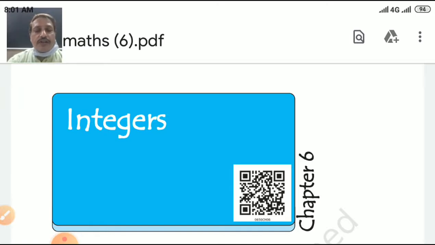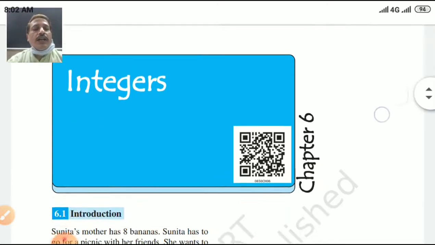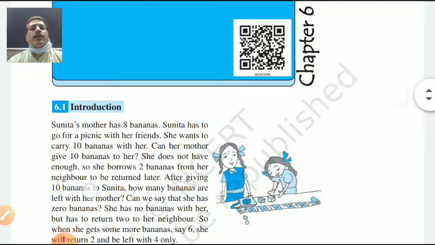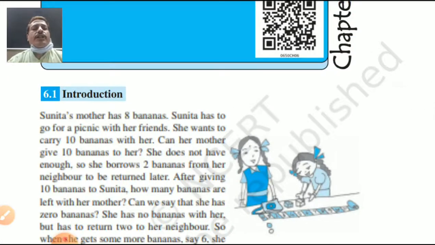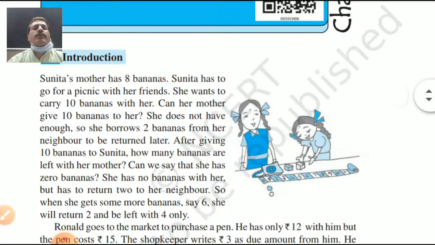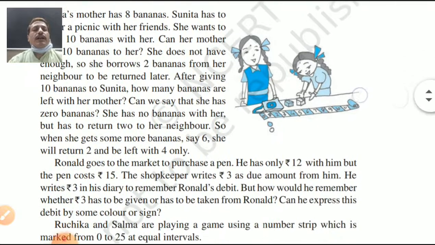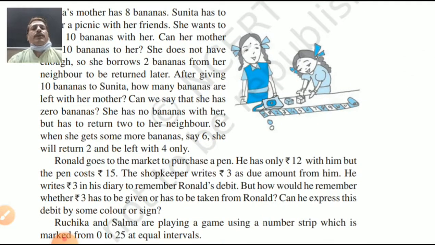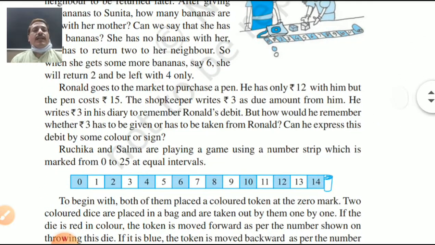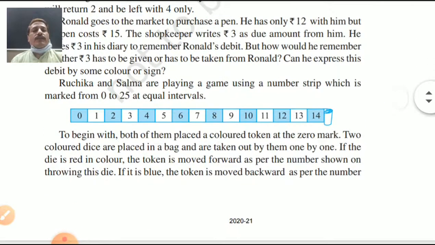Standard 6 integer textbook is here. It is showing us an introduction, some interesting things. There were two girls, Sunita and another, and Sunita's mother gave some bananas. So they went for the picnic and counted them one by one. Then Ronald goes to the market to purchase a pen. Like that, some examples are given very nicely. Some numbers are written. Yes student, very good.